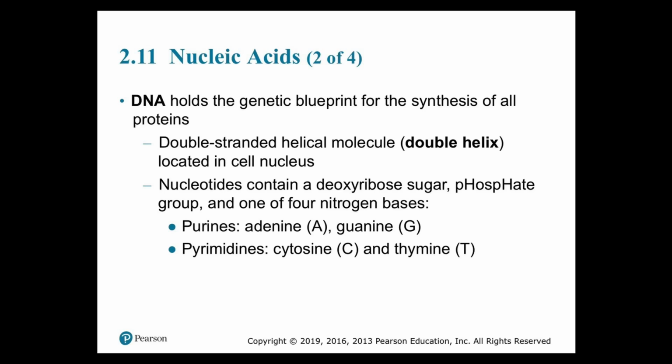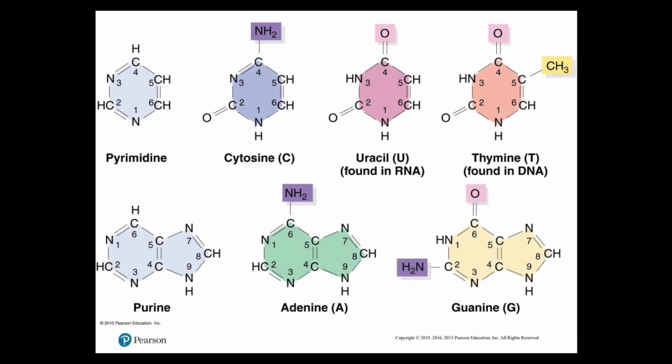Nucleotides, we said, contain a deoxyribose sugar because it's DNA, a phosphate group, and one of 4 nitrogen bases. So the bases are either the purines or the pyrimidines. The two purines are adenine, or A, and guanine, or G, and the pyrimidines are cytosine, or C, and thymine, also referred to as T. So this figure shows the pyrimidines and the purines.